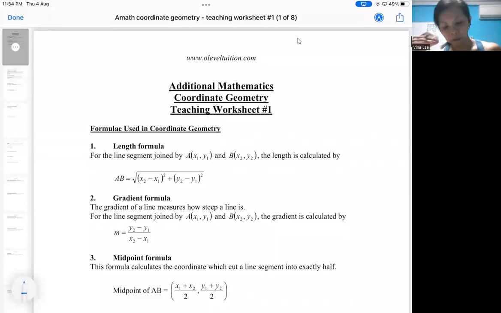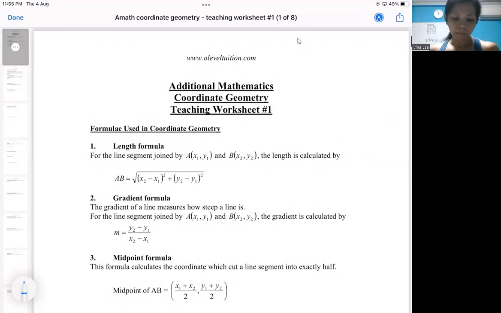Okay, so this part is to transit you from your E-math coordinate geometry to A-math coordinate geometry. There is some overlapping idea, so whatever you have learned from E-math coordinate geometry is still applicable. Just that for A-math coordinate geometry, we'll be adding new stuff.